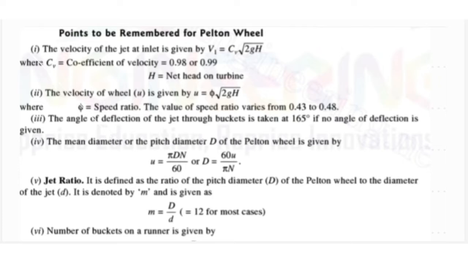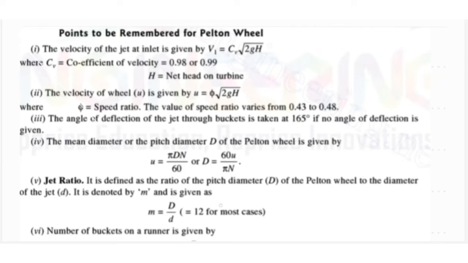The angle of deflection is taken as 165 degrees. If no angle is given, we can assume it as 165 degrees. The mean diameter or the pitch diameter capital D is calculated by using the formula u is equal to pi DN divided by 60. Next is the jet ratio.